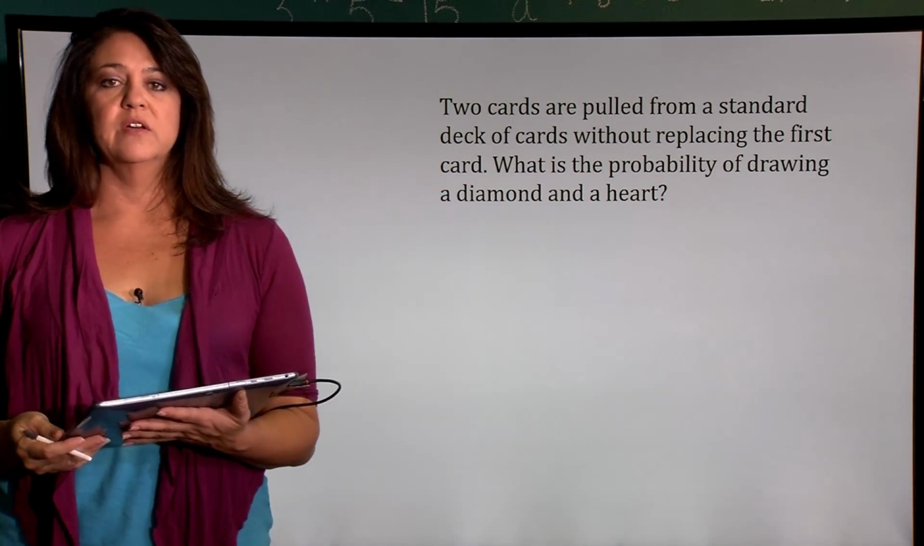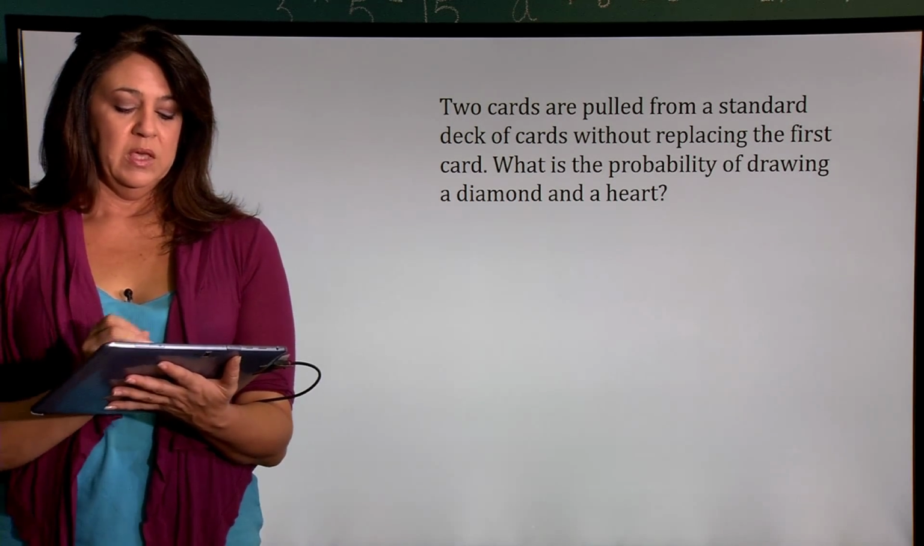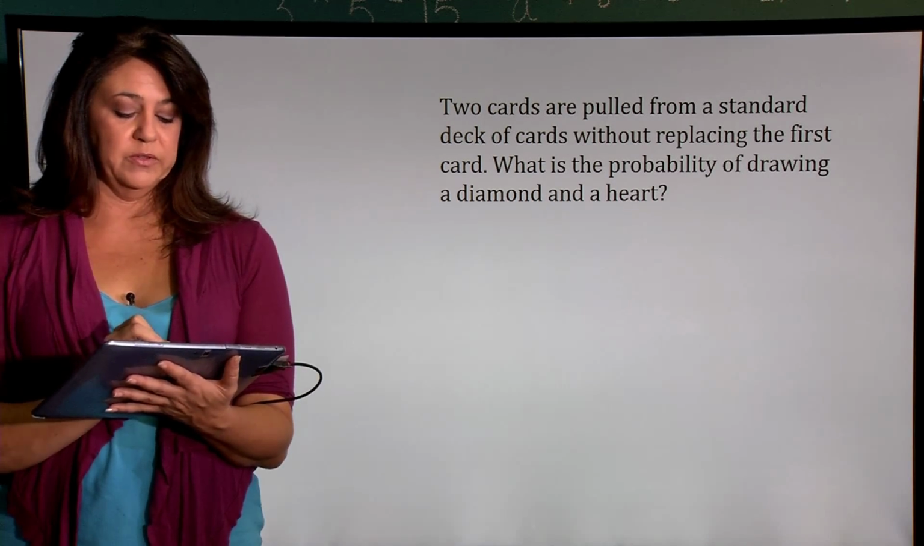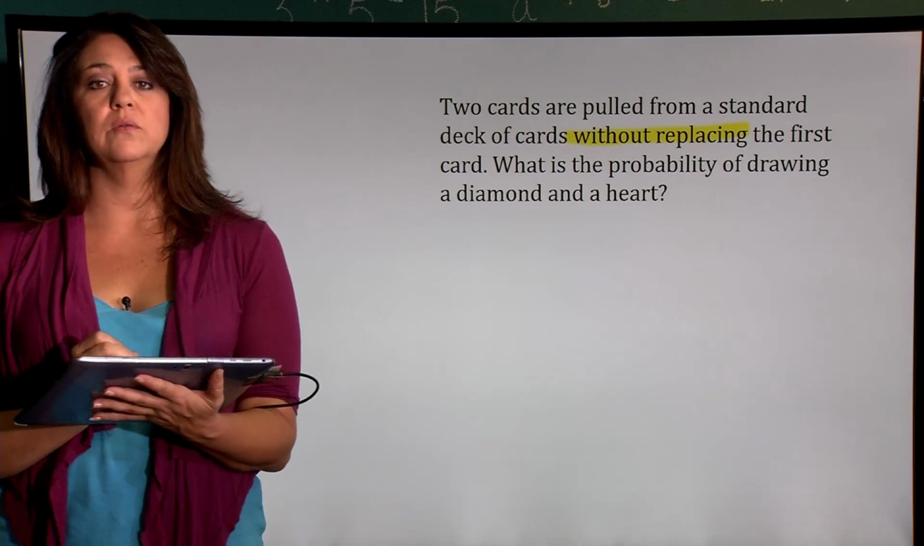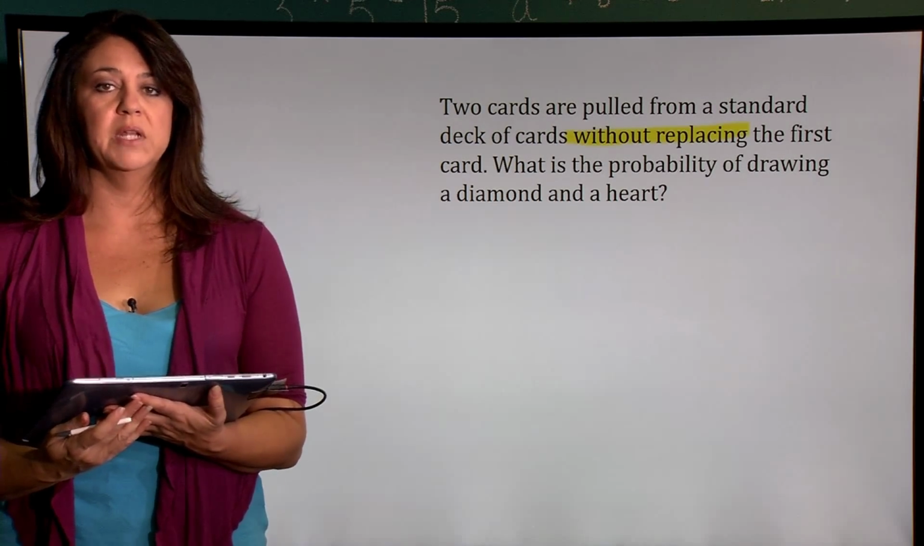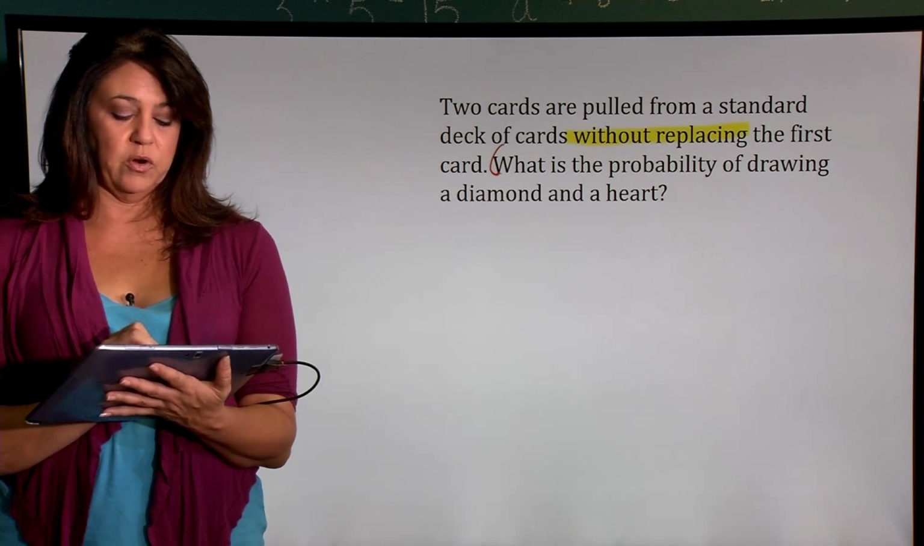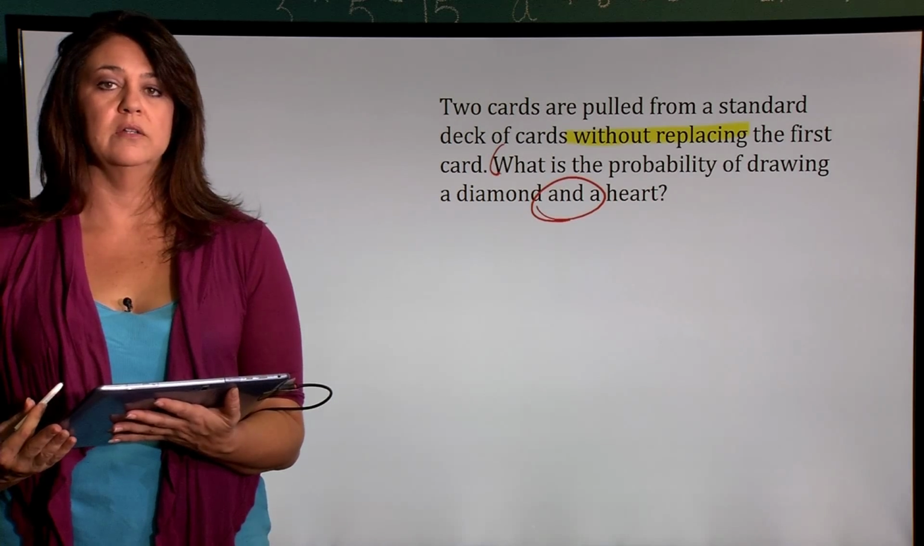When you're working with a deck of cards, be very careful with the wording of the question. Here we have 2 cards are pulled from a standard deck of cards without replacing. That is the key that lets you know your denominator will change. The question is, what is the probability of drawing a diamond and a heart?